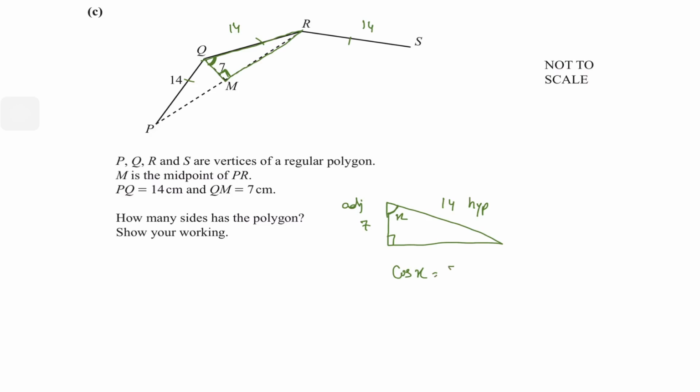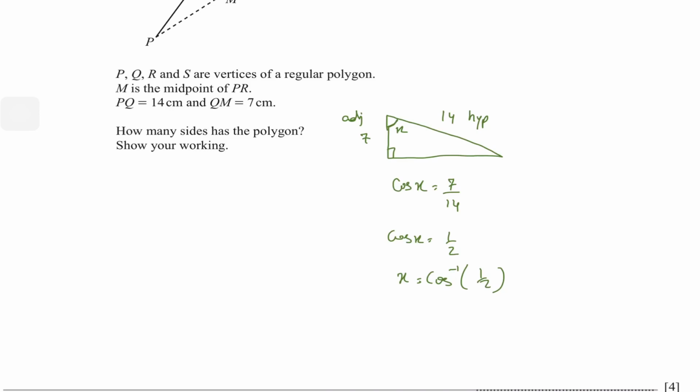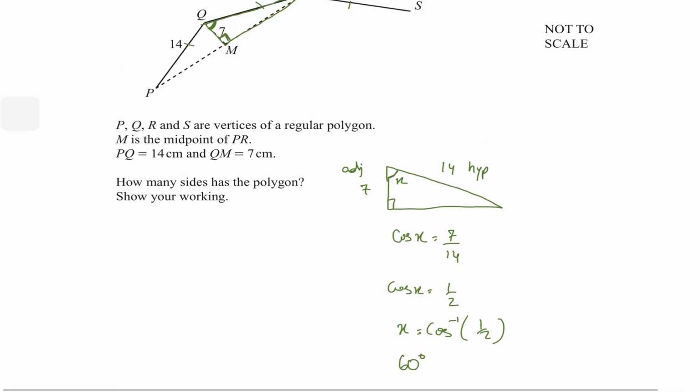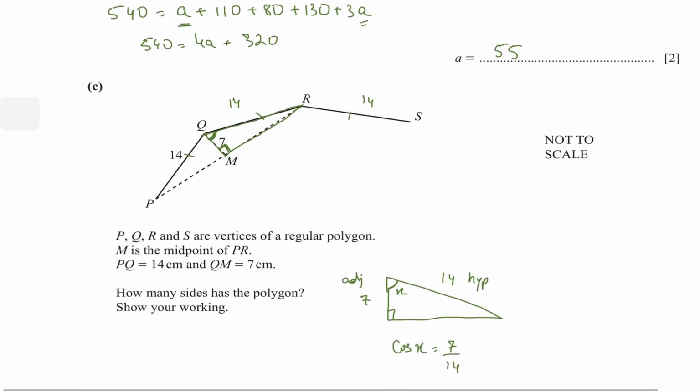So cos X is equal to 7 upon 14. Cos X is equal to half. X is going to be equal to cos inverse of half. So let's see what that is equal to. Cos inverse of half is equal to 60. So X is equal to 60. Now let's not get carried away. Remember, each interior angle of this polygon is going to be equal to 120 degrees.